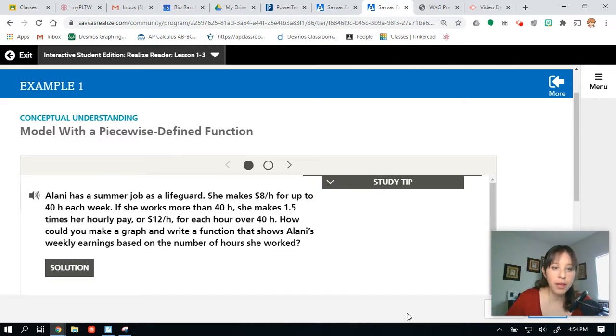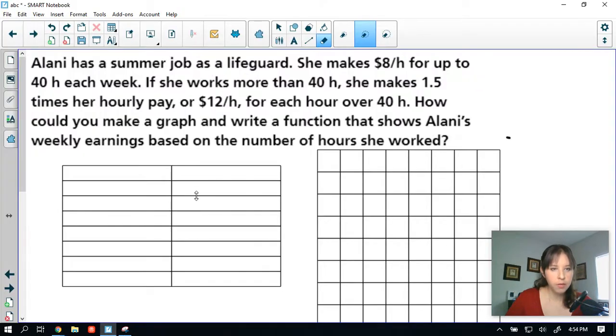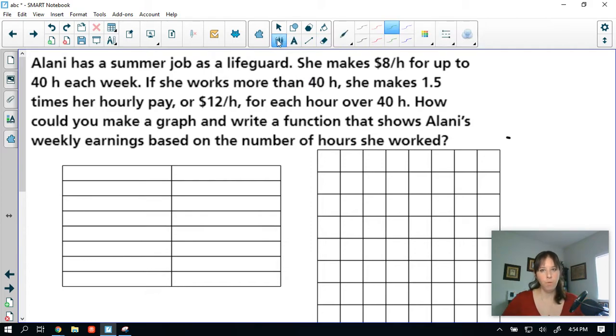How could you make a graph and write a function that shows Alani's weekly earnings based on the number of hours she worked? So I'm going to jump over here to Smart Notebook. I'm going to get my handy dandy pen. And what I've created here in my Smart Notebook is a T-chart and a graph.